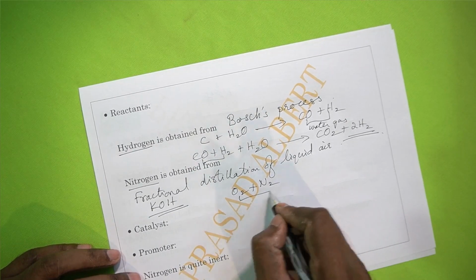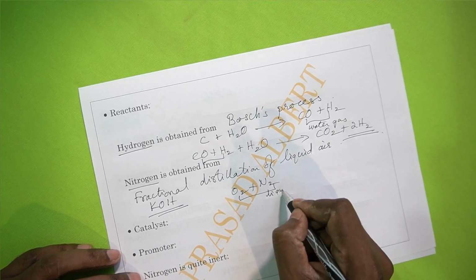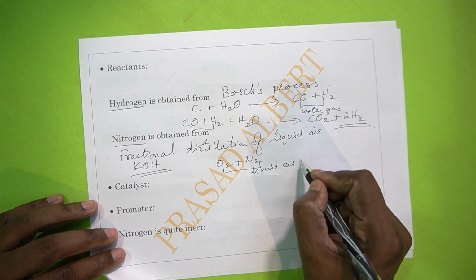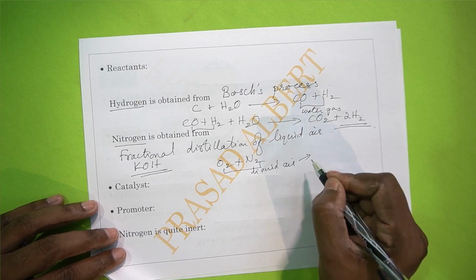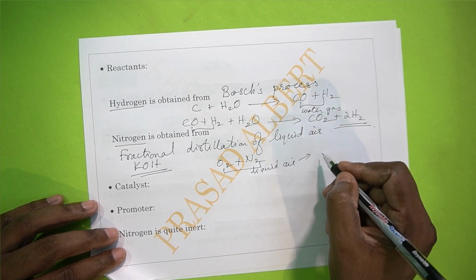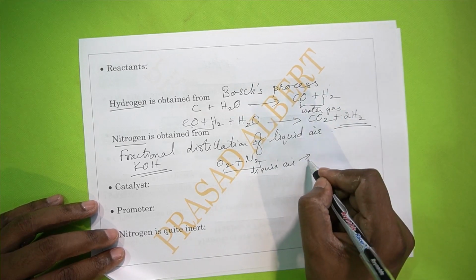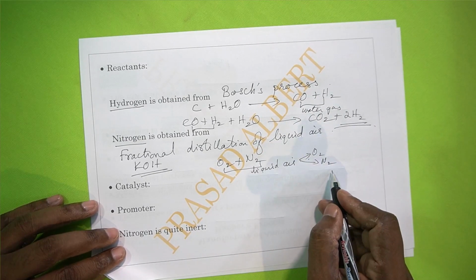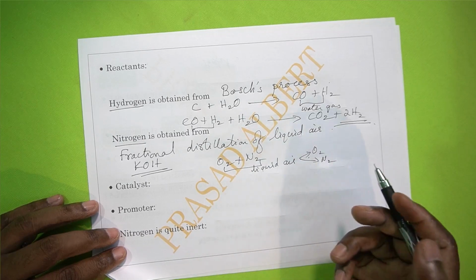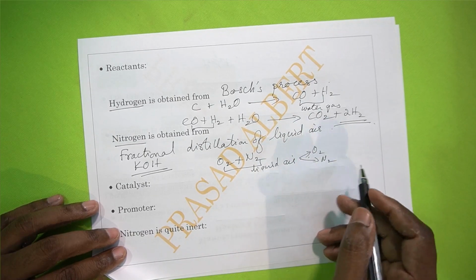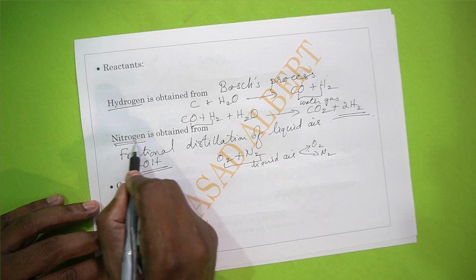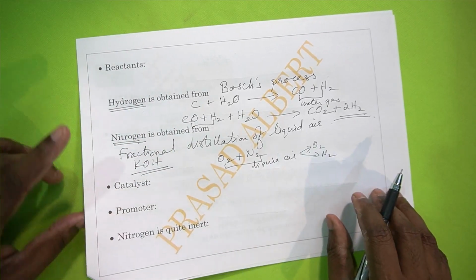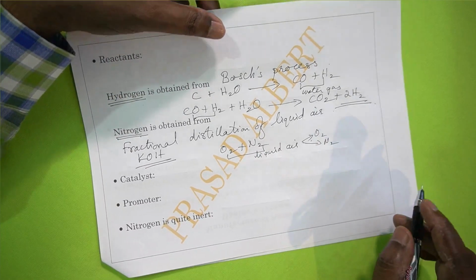Now this is liquefied, so you get liquid air. On evaporation of the liquid air, oxygen vapor goes out and nitrogen remains in the form of liquid. So you get O2 and N2 separately. This nitrogen is very cheap because air is cheap, air is free. So we have both the reactants, or raw materials, for the industry, hydrogen and nitrogen, obtained from cheap sources. So the product will be cheap.